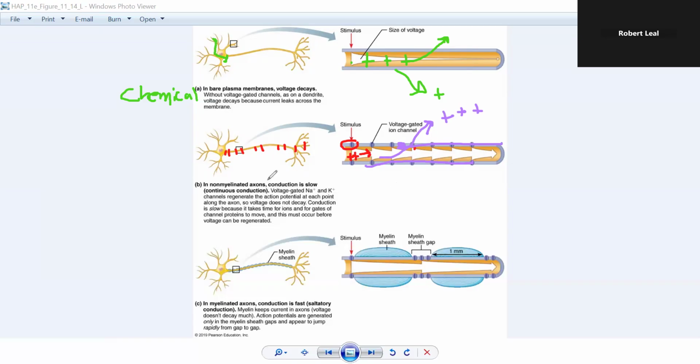And what type of channels create an action potential? Voltage gated. For which ion? Sodium.